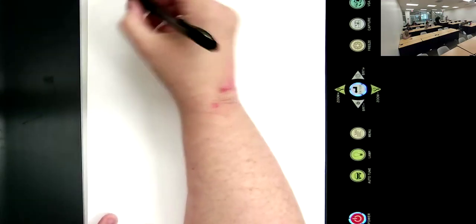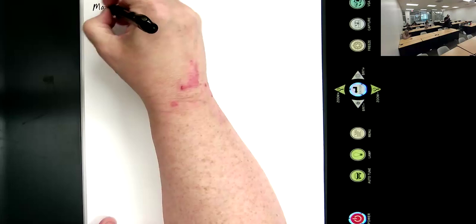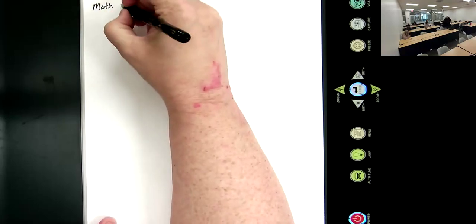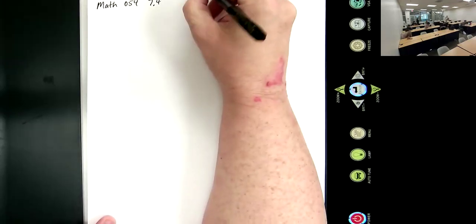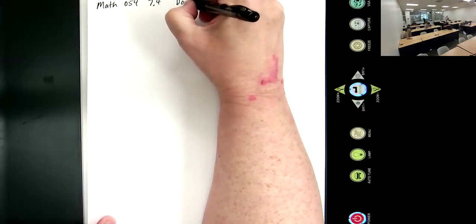All right, welcome back, everybody. We're gonna start 7.4. Seven point four is on the double angle and half angle identities.